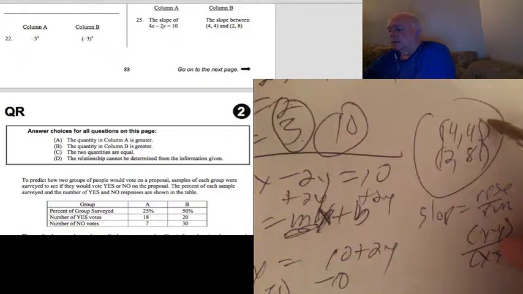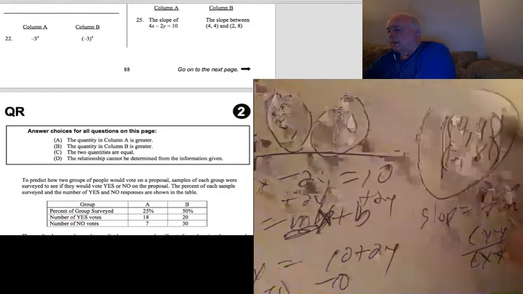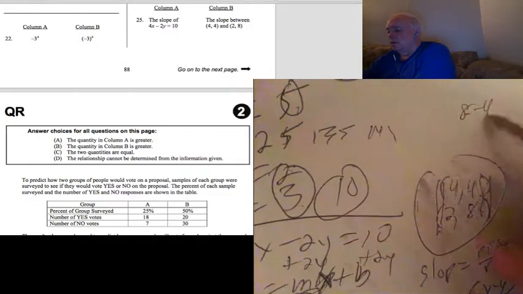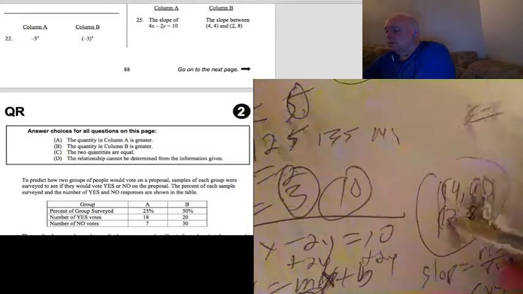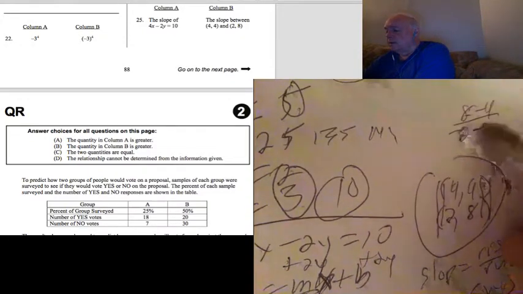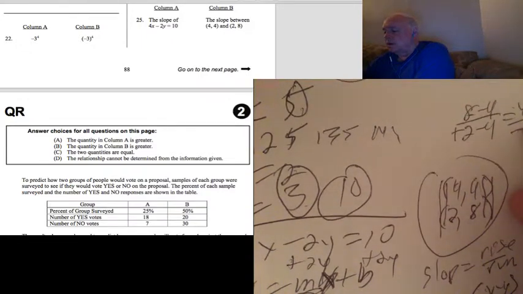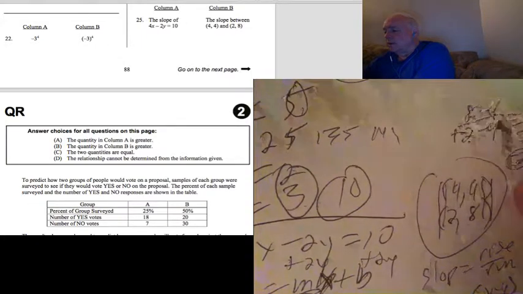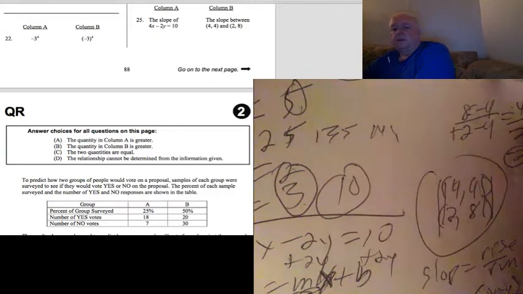I'll show you what I'm talking about. You can have 8 minus 4, right? The bottom one minus the top. So we have 8 minus 4 over 2 minus 4. That's 4 over minus 2, right? Which becomes minus 2. Or we could have done it the other way. We could have done 4 minus 8 over 4 minus 2. And we get minus 4 over 2, and we still get minus 2.